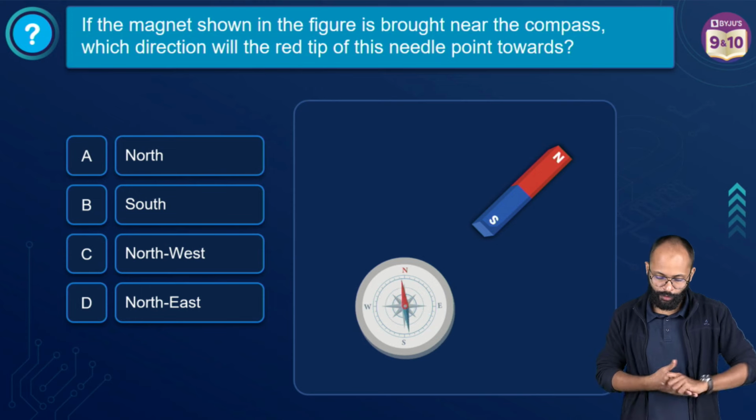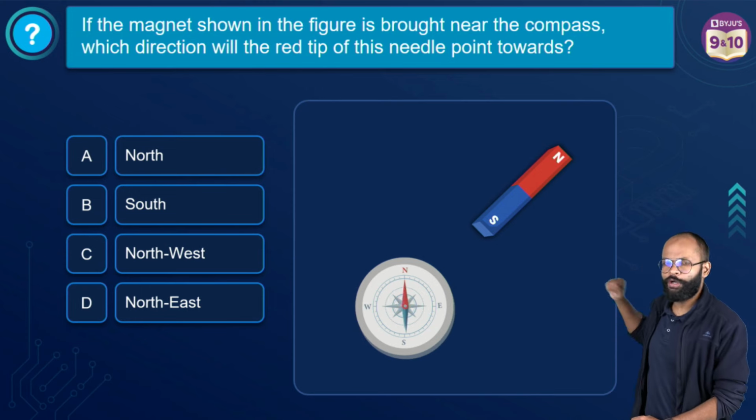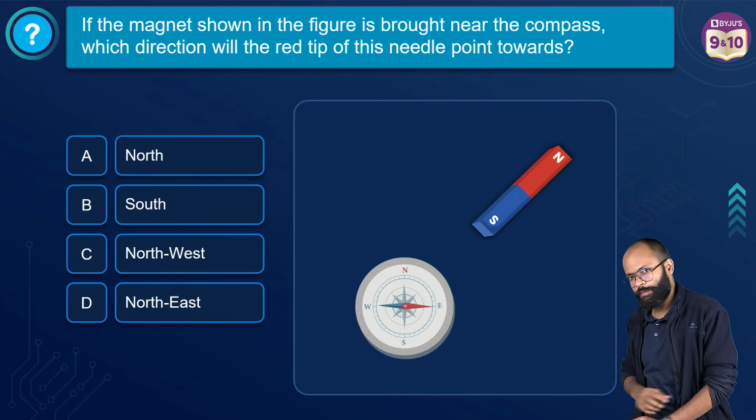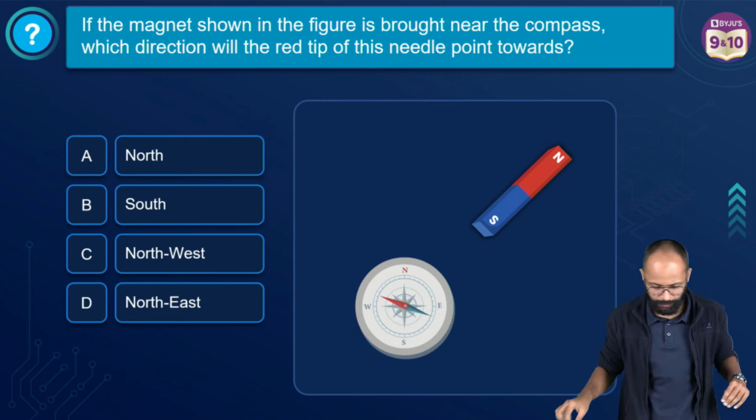tip of this needle point towards? That's a nice question. Where will the red tip of this compass point towards? And you have 4 directions in the options. Think about it. Come on. If you know the answer, pause the video and tell me in the comment section. Think carefully. Look.